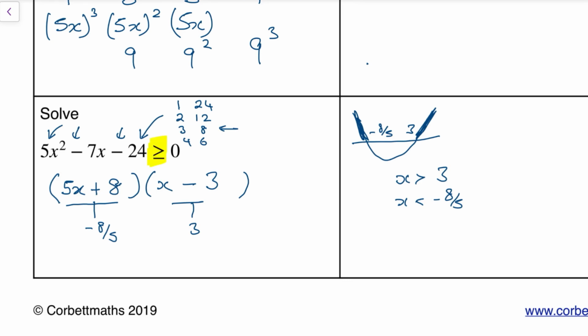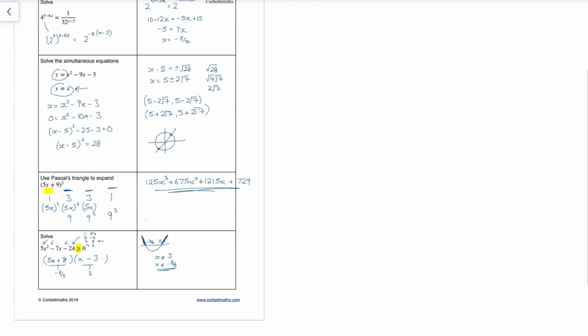Then I'm going to go back and check the question quickly. So the question is greater than or equal to, so I must also have less than or equal to or greater than or equal to in my answer as well. And that is my final answer. And that is indeed today done.